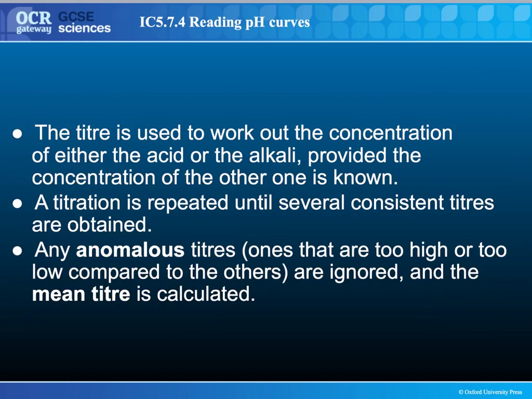As with any experiment, when you carry out a titration, you want to do things more than once. The reason for that is because repeating experiments gives you consistent results. It allows you to identify anomalies, it enables you to check that you've done the experiment correctly, and to calculate a mean titre, which is often more accurate, more precise.